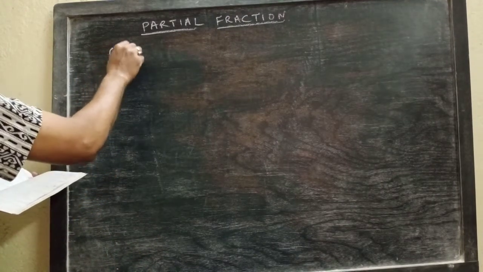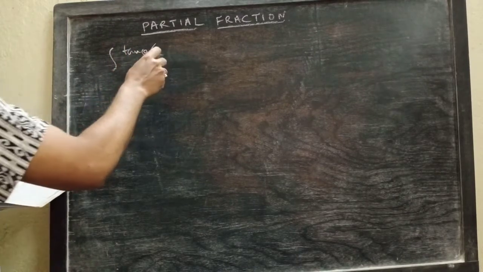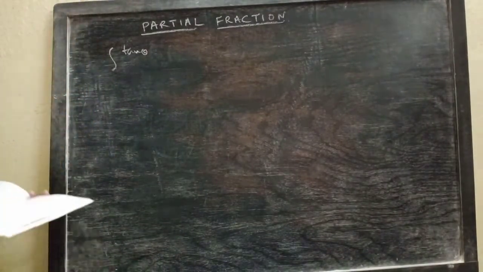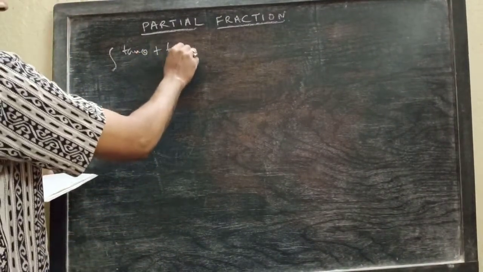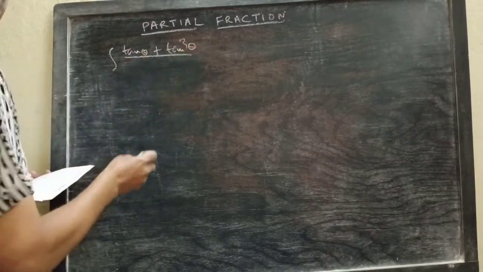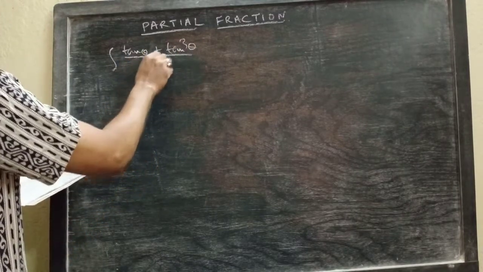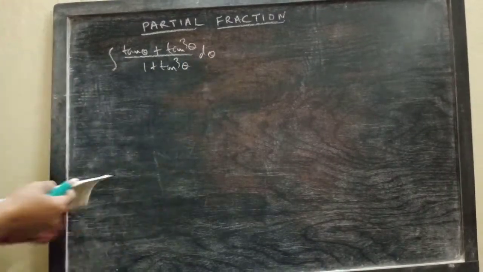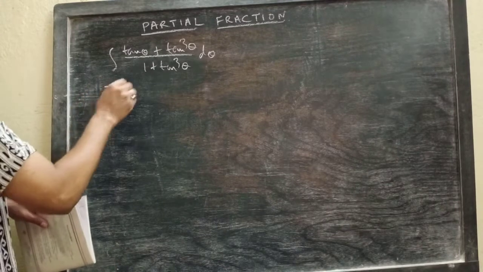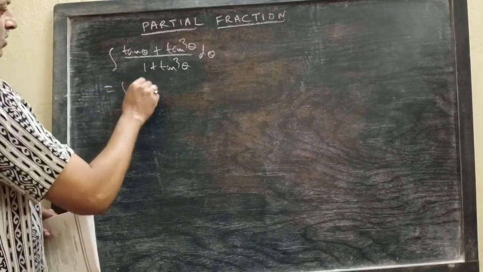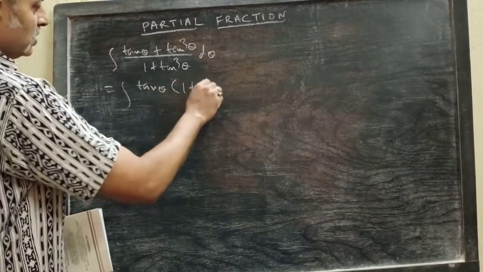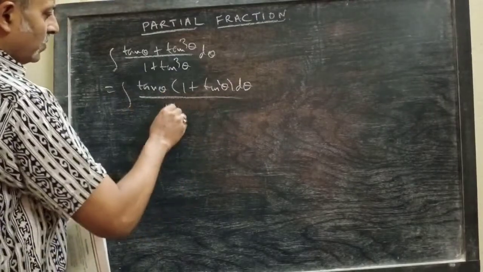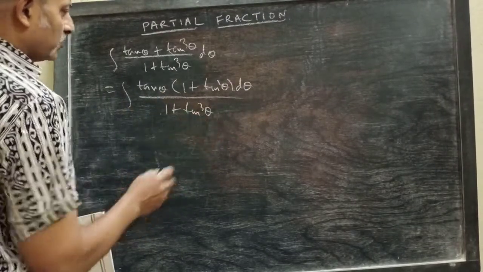Integration tan theta into 1 plus tan square theta... tan theta plus tan cube theta divided by 1 plus tan cube theta d theta. Let me take tan theta common in the numerator. Tan theta into 1 plus tan square theta d theta divided by 1 plus tan cube theta.